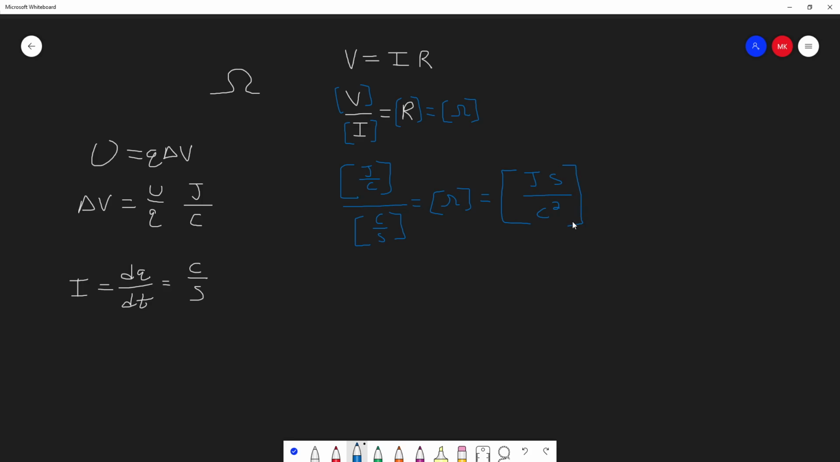And then we want this in terms of newtons and meters. Remember that a joule is a newton times a meter. So we have a newton times a meter times a second over coulomb squared. And of course, you could keep breaking this up. You could break up the newton into kilogram times a meter per second squared if you were asked to do that.